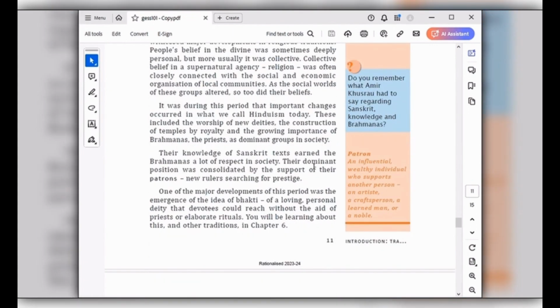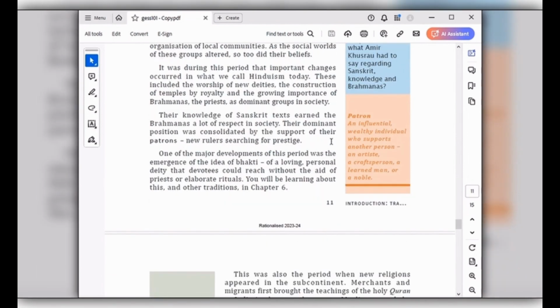It was during this period that important changes occurred in what we call Hinduism today. These included the worship of new deities, the construction of temples by royalty, and the growing importance of Brahmanas, the priests, as dominant groups in society. Their knowledge of Sanskrit texts earned the Brahmanas a lot of respect in society. The dominant position was consolidated by the support of the patrons, new rulers searching for prestige.